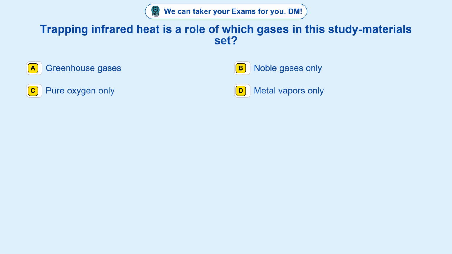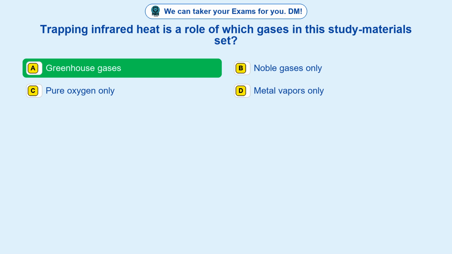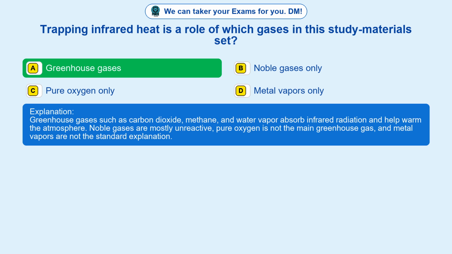Question 88. Trapping infrared heat is a role of which gases in this study materials set? Option A, greenhouse gases. Option B, noble gases only. Option C, pure oxygen only. Option D, metal vapors only. The correct answer is option A. Greenhouse gases. Greenhouse gases such as carbon dioxide, methane, and water vapor absorb infrared radiation and help warm the atmosphere. Noble gases are mostly unreactive, pure oxygen is not the main greenhouse gas, and metal vapors are not the standard explanation.